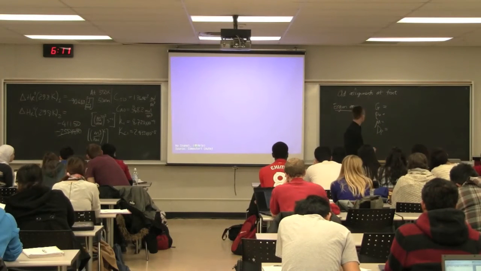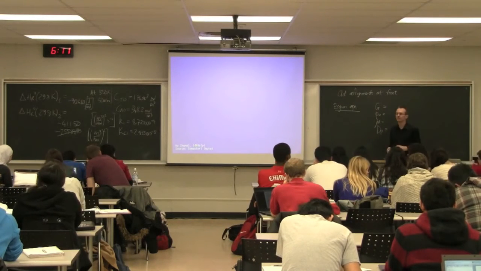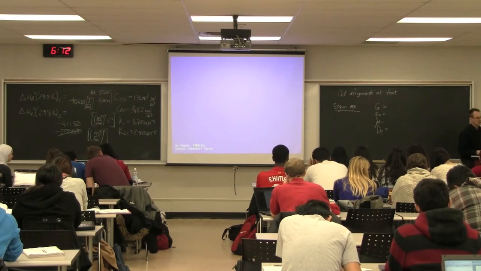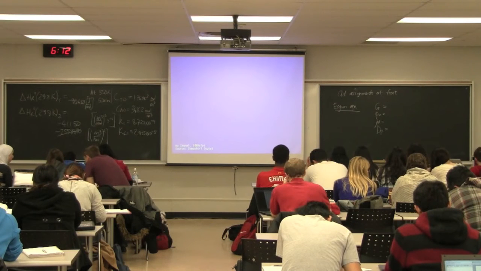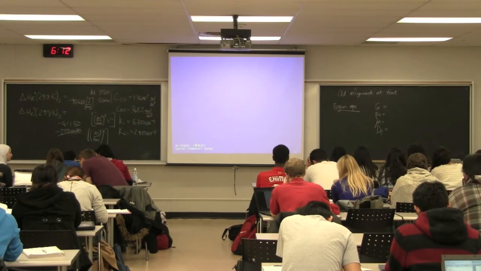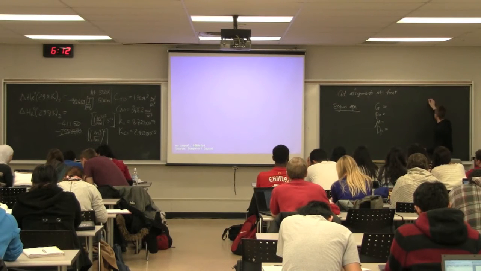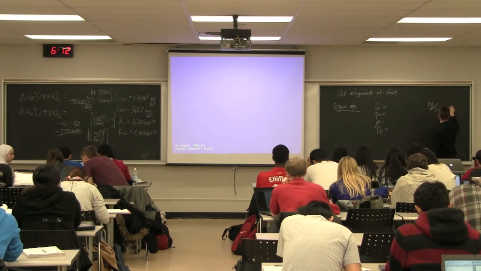So let's come back to the Ergun equation, G, the mass flow rate. Any strategies for calculating G? Or I should say mass flux. G has units of kilograms per second per meter squared.